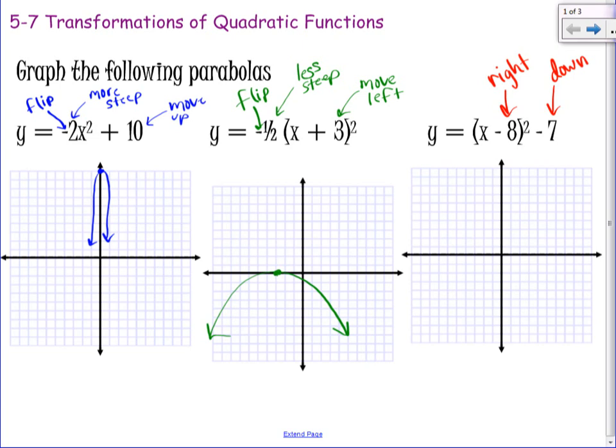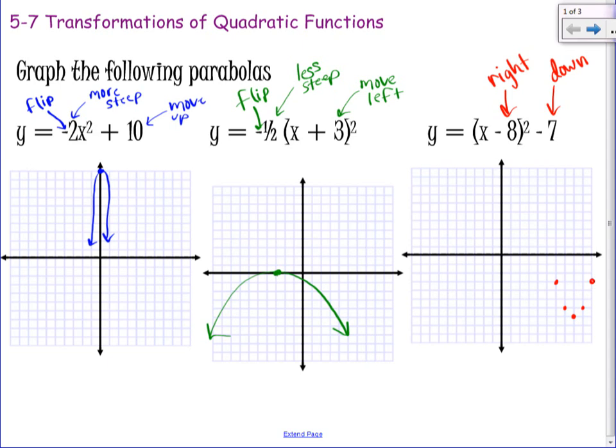Now we don't have a number in front, so what does that mean? It's the regular size parabola, so we need to plot our points on this one. So I'll remind you where those are. So we've got right 8 and down 7. So we're right there. So our first set of points is up 1 and over 1. And then from the vertex, we're going to go out 2 and up 4.